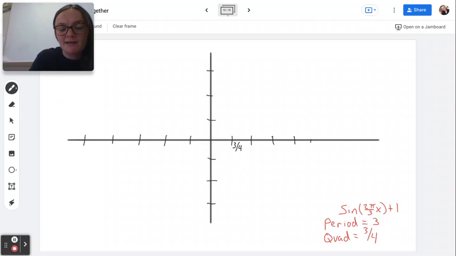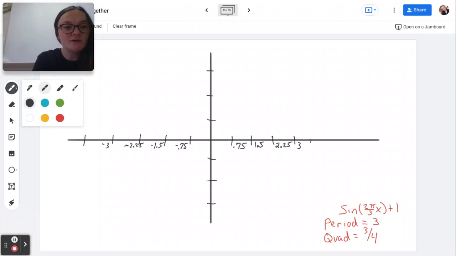Notice how there's no more pi anymore. So we have 3 over 4, or I guess we could write 0.75. Maybe that will be easier. We're going to say 0.75, followed by, okay, the next dash would be 2 of those, which is 1.5, and follow this pattern. Okay, so we should get a grid that looks like this.